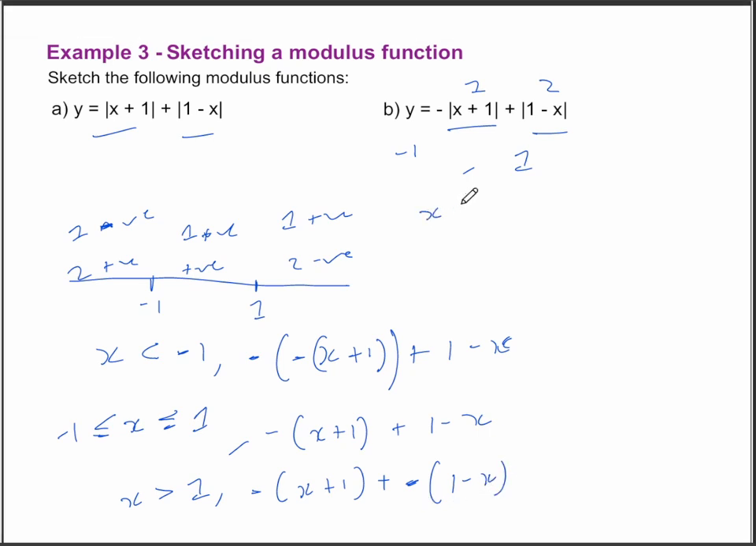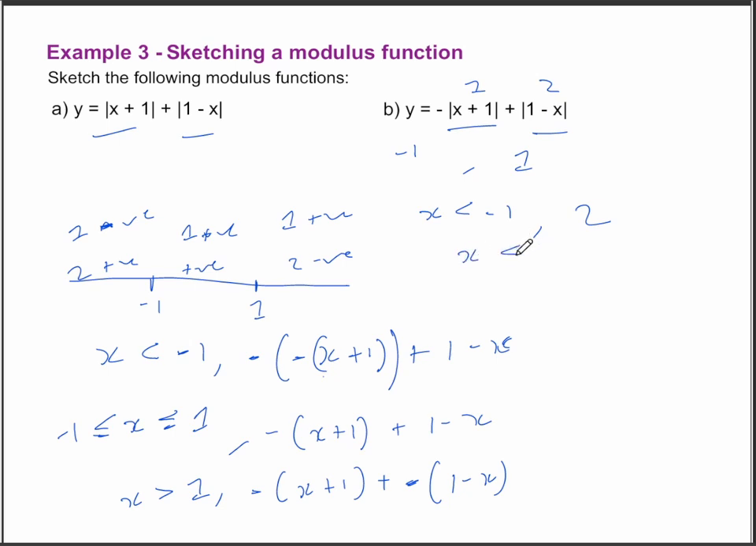And we end up getting, for x less than -1, negative of negative, so this remains as it is. So just x plus 1 plus 1 minus x, which is just going to be 2.